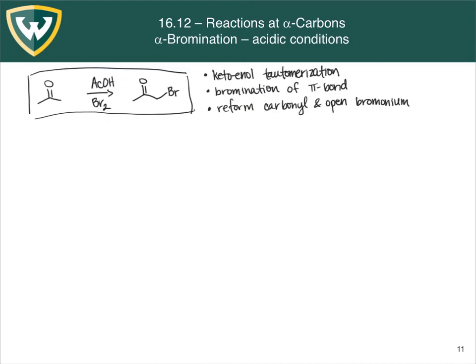So finally, we're going to close out with a cool new reaction that just combines keto-enol tautomerization with the bromination of the resulting pi bond, and then you reform the carbonyl and open bromonium. Snicker snack. So let's draw it out. So first thing, check the reaction conditions. We see that we have the ketone and we have acid. So we can go ahead and activate our carbonyl. Next, we're going to deprotonate.